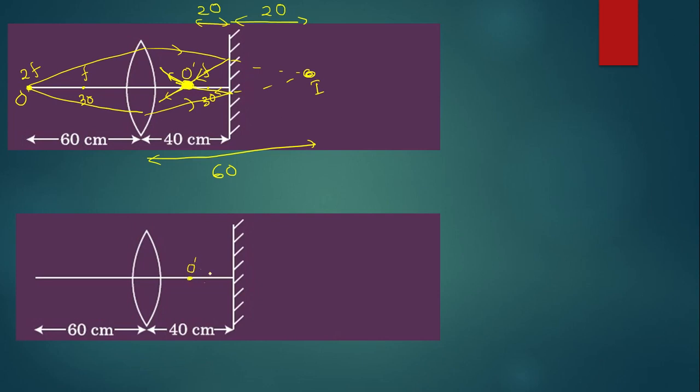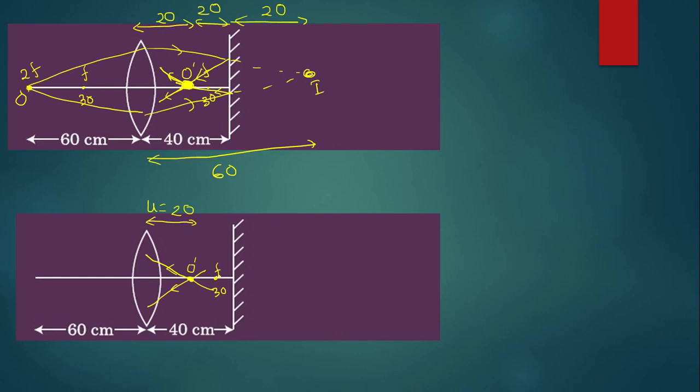Let me draw it. This is the second object formed by the real rays of light, and this is the focal point, 30 cm. Now since this distance is 20 cm, this distance will also be 20 cm. So this is 20 cm. If I consider this O dash to be the object for this particular lens, then 20 cm will be the object distance. Now for this object, what will be the image?